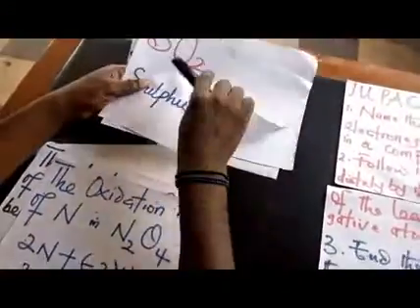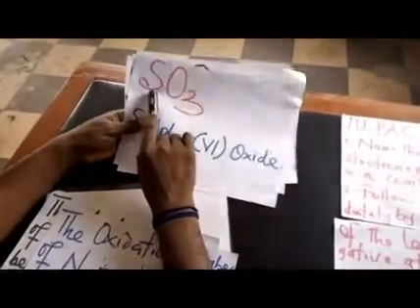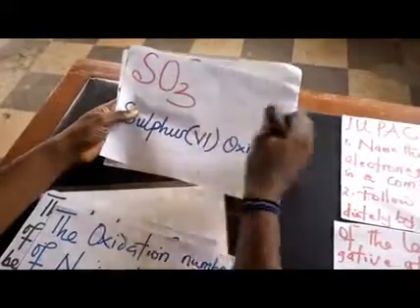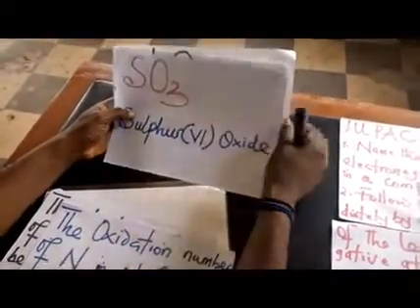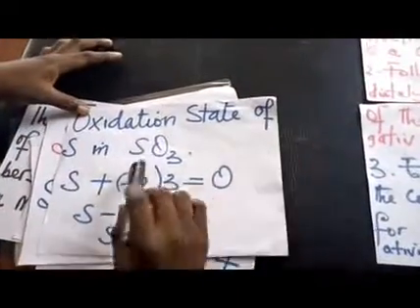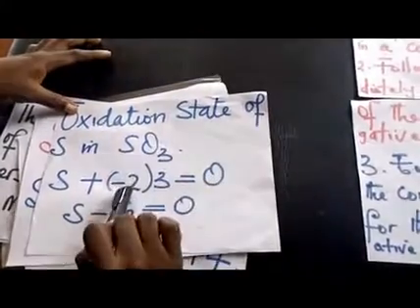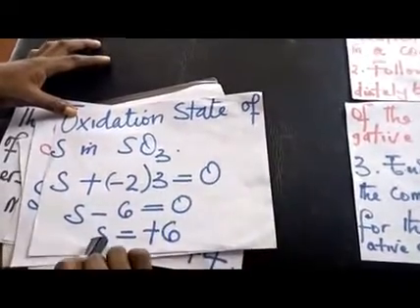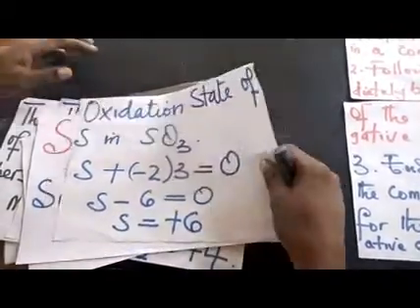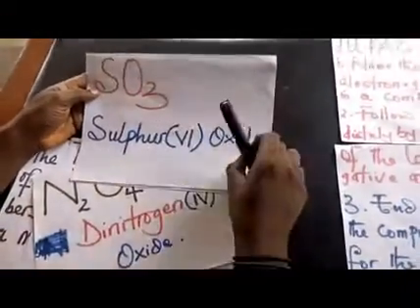This is sulfur and oxygen. From the explanation we showed before, sulfur is the least electronegative when compared to oxygen. So we first name sulfur in this compound and then sulfur 6. How did this 6 come about? We calculate the oxidation number of sulfur in SO3. That is S plus, the oxidation number of oxygen is minus 2 multiplied by 3. So S minus 6 is equal to 0. So that S, which is the oxidation number of sulfur, is equal to plus 6. So the compound is addressed as sulfur 6 oxide.